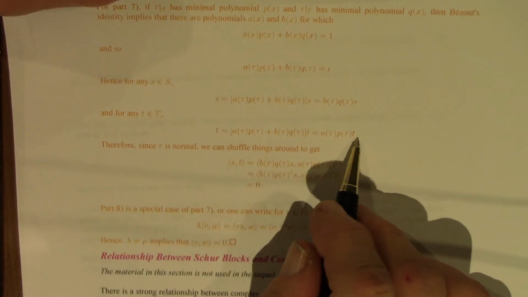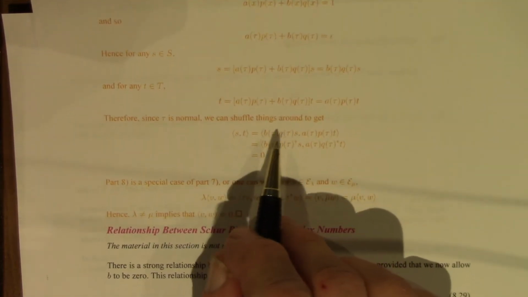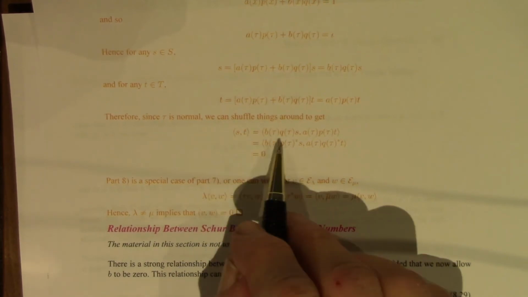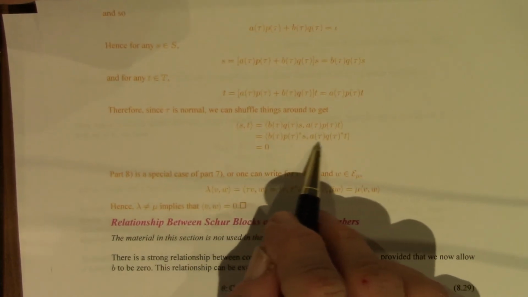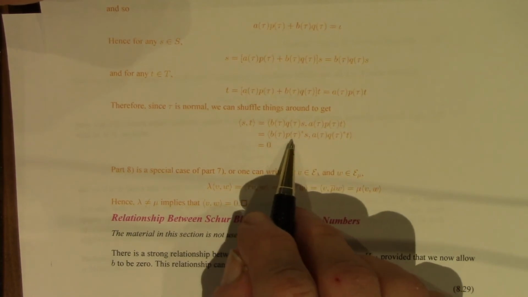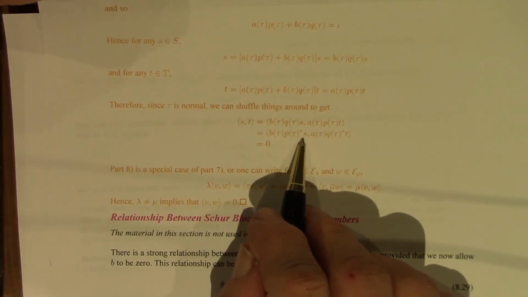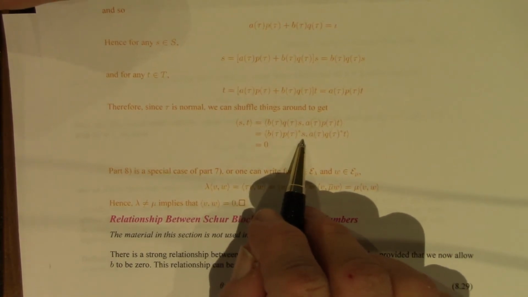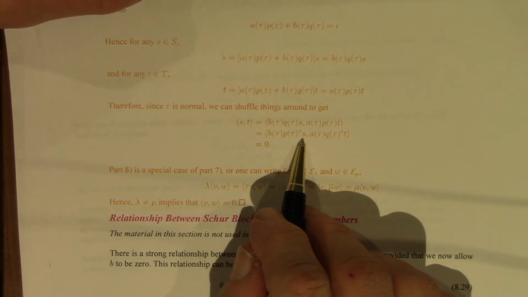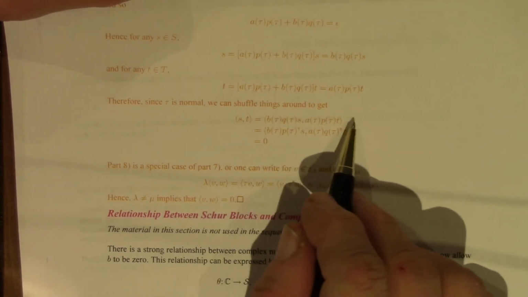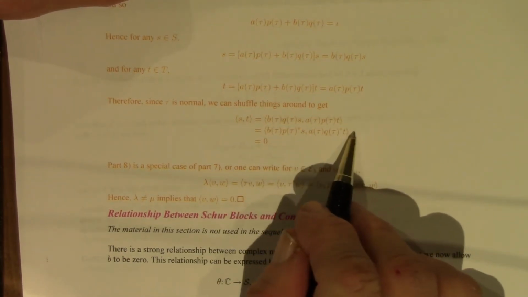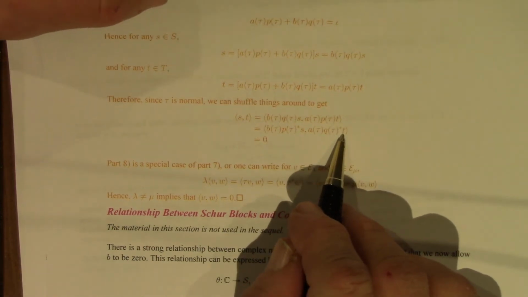Therefore, since tau is normal, we can do some shuffling. The inner product of s and t is, I just copy these two down here, and these operators can be shuffled around to produce this. Now p of tau star s is 0 because p of tau s was 0. Those kernels are the same. Same thing over here, we just get 0. So it would be useful to fill in the reason here that I can go from this one to this one, just for practice.